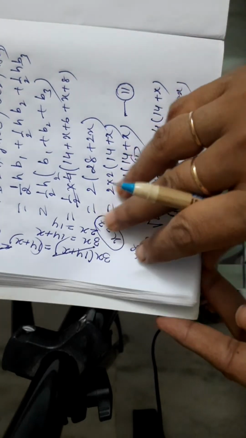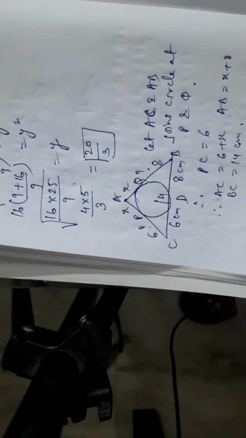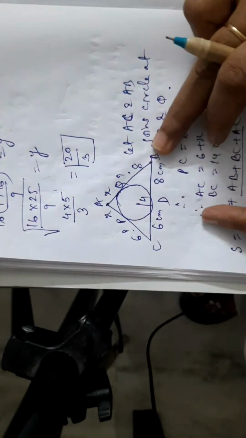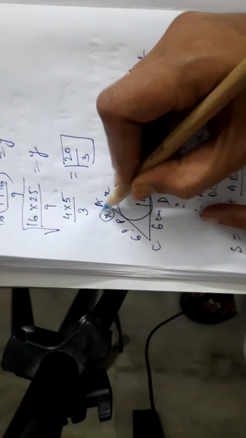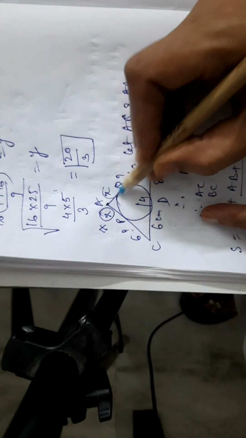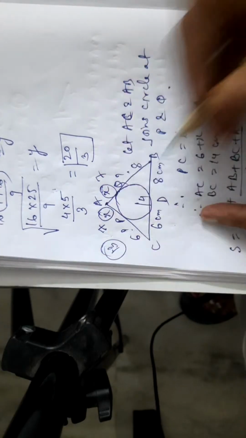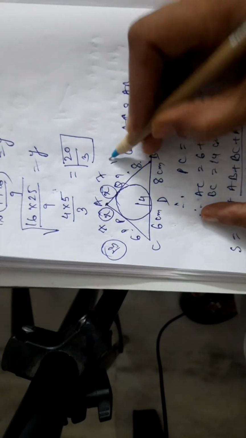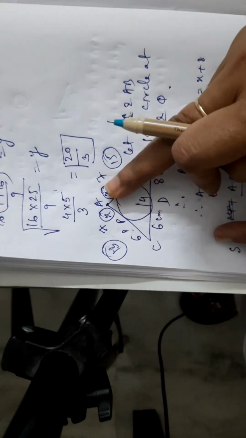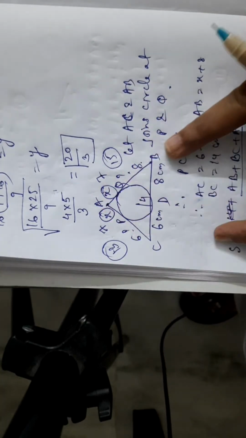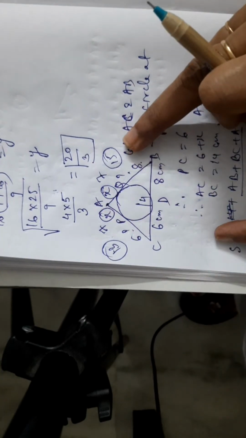If you recall the question, here we need to find out the sides. We got the value of x as 7. So 6 plus 7, 13. Here it is 7 plus 8, 15. So AC is 13 and AB is 15.